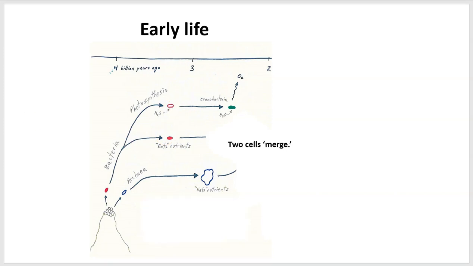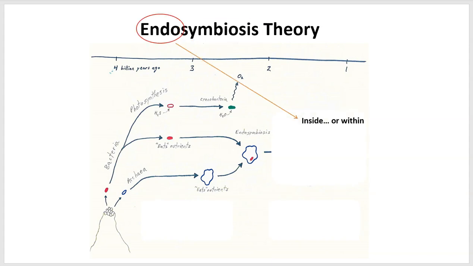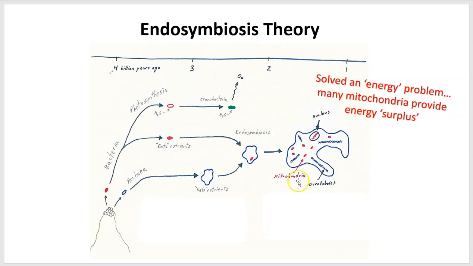Then something interesting happened. If we focus on these two kinds of bacteria, scientists argue that two of them, a long time ago, some 2 billion years ago, might have merged together. Two bacteria joined together. We're going to be calling this endosymbiosis. Here you see the bacteria with the blue membrane, and then the red bacterium is inside the blue one. Now, symbiosis refers to two species living in close association, and endo meaning inside or within.